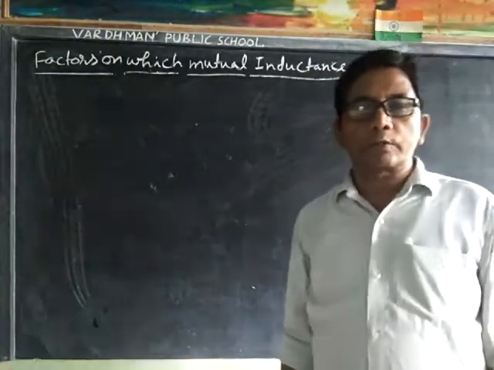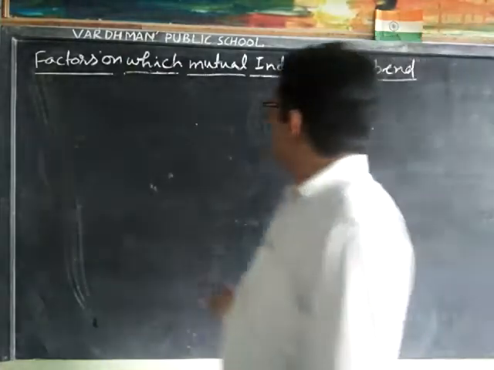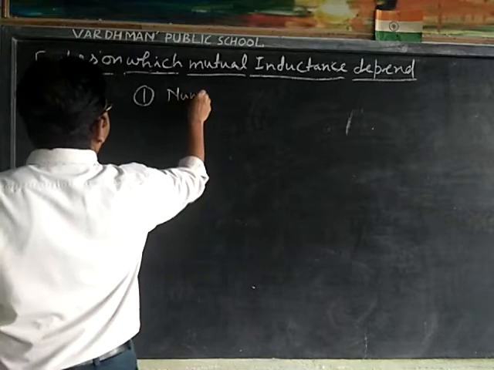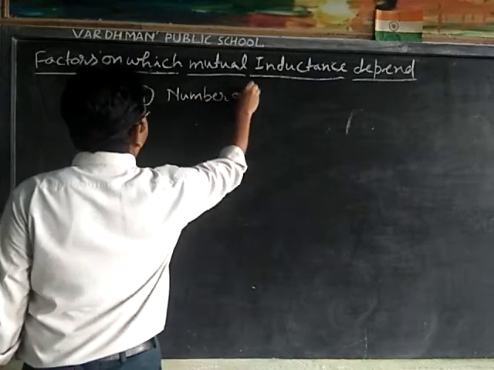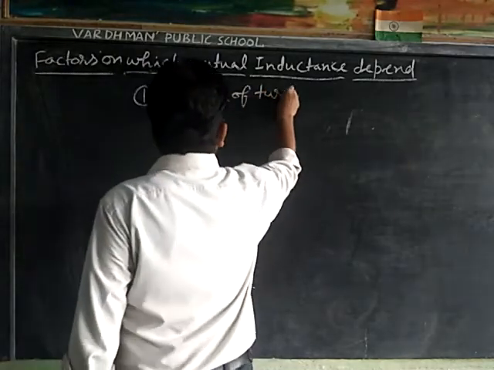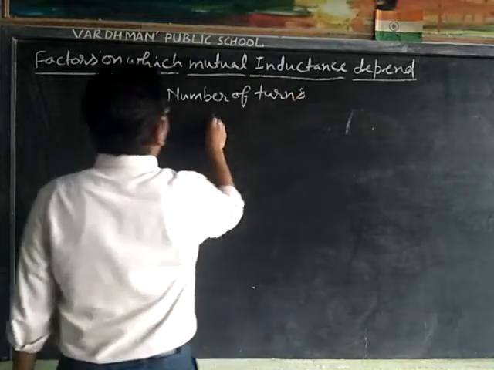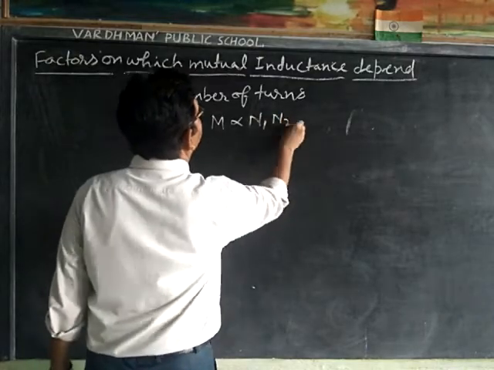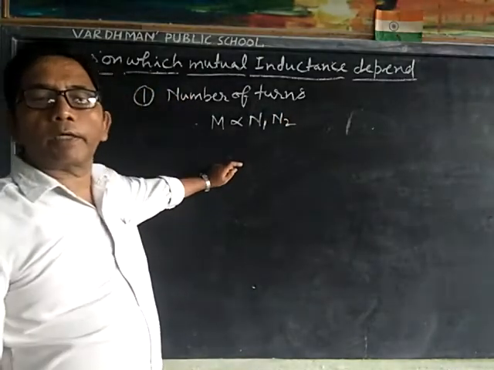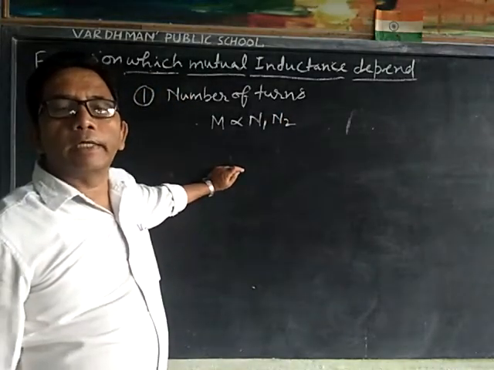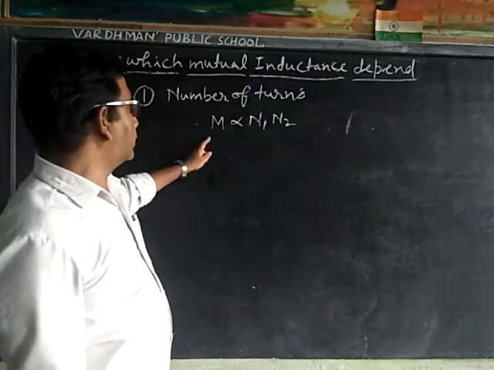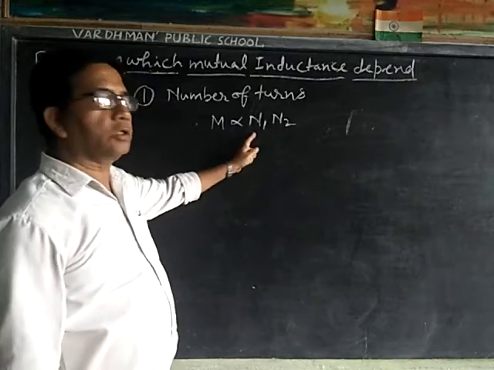First, number of turns. M is directly proportional to N1 N2. The larger the number of turns in the solenoids, the larger will be their mutual inductance, because it is directly proportional to each.